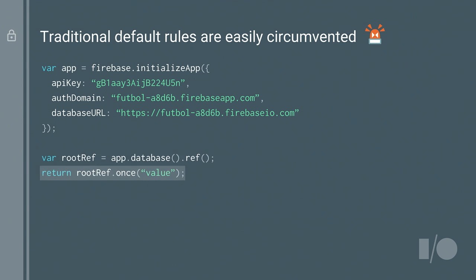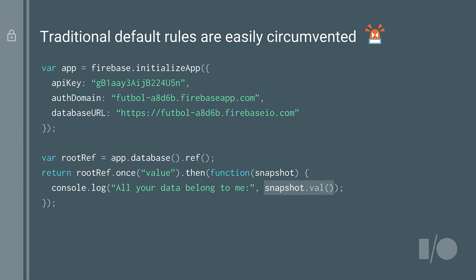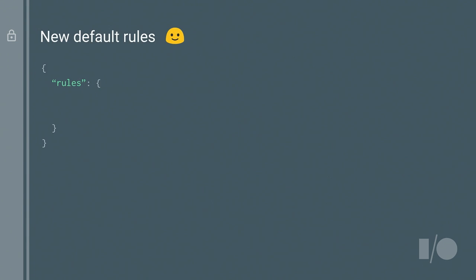by doing a once value. This essentially is going to do a get on our data. This will return a promise fulfilled with the snapshot of that data. This is an immutable snapshot, and we can extract the data from it by calling .val on the snapshot. And now I have taken all of your data. So this is definitely not great.